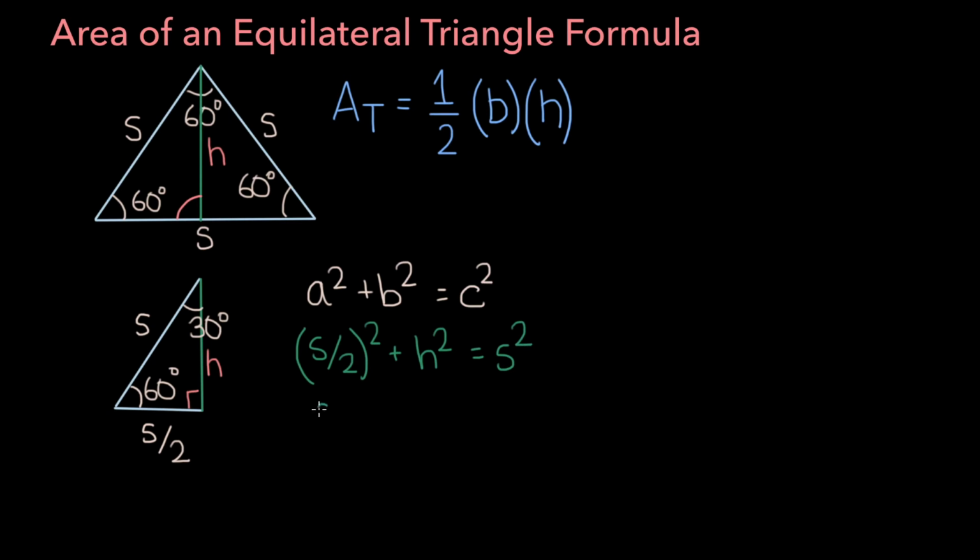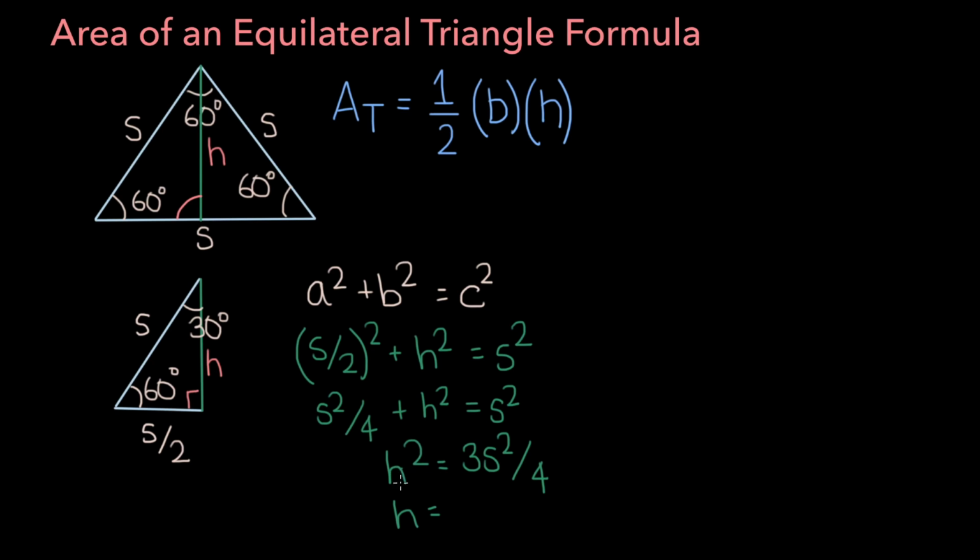Expanding this first term out, we get s squared over 4 plus h squared equals s squared. We want to isolate h, so we're going to move the s squared over 4 term to the other side, and if we do that, we get h squared equals 3s squared over 4. If you rewrite this as 4s squared over 4, and then subtract s squared over 4 from that, you get 3s squared over 4. Now to solve for h, we simply take the square root of both sides.